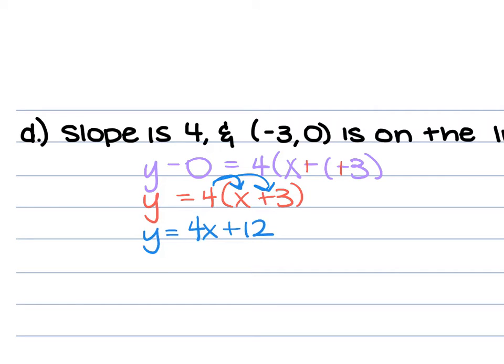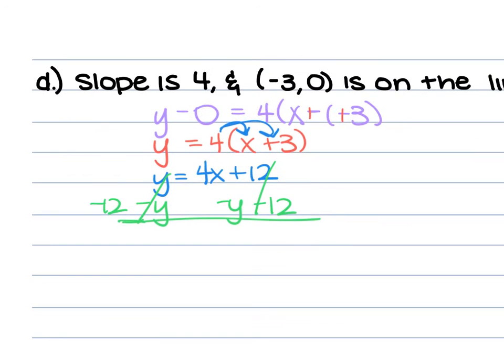I am going to switch the y by subtracting it, and I'm going to switch the 12 by subtracting that. So I'm going to have negative 12 is equal to 4x minus y. Or 4x minus y is equal to negative 12.